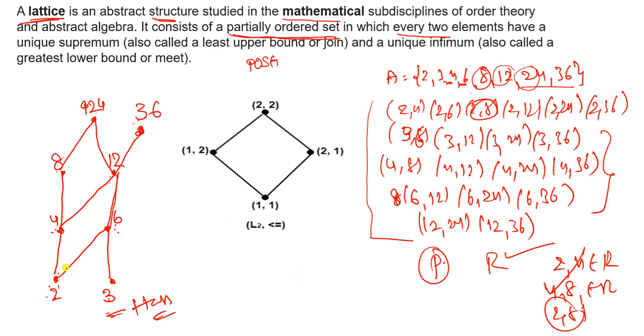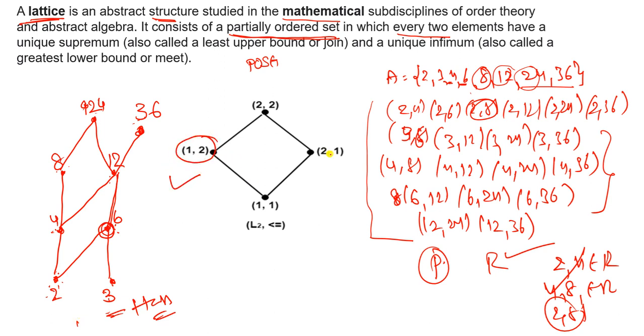For example, given some elements, after drawing the Hasse diagram, it is a poset. If it is a poset, we can draw the Hasse diagram. Now check the Hasse diagram: every two elements must have a supremum. Supremum means least upper bound, or join. Let us take the two elements 2 and 3. What is the greatest upper bound? It is 6. So 6 is the supremum for 2 and 3. But is there any lower bound, an infimum, for 2 and 3? No.